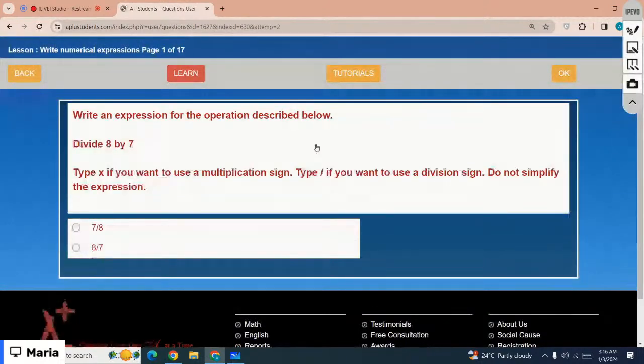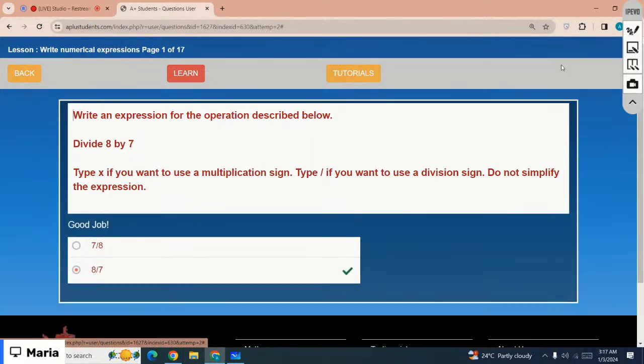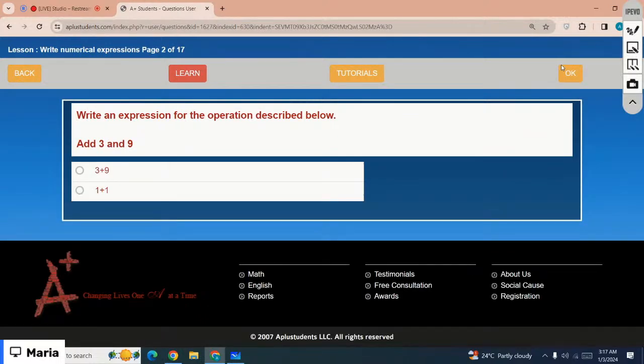Write an expression for the operation described below. Divide 8 by 7. Which is the correct option, 1 or 2? That is 8 by 7, so that is option number 2. You need to divide 8 by 7. Got it? Very good. The next one is add 3 and 9. Which is the correct option?